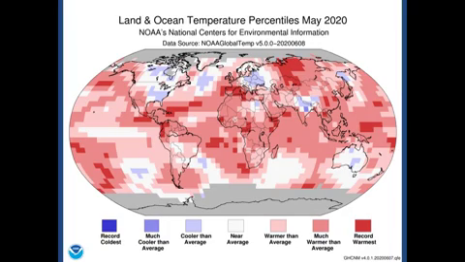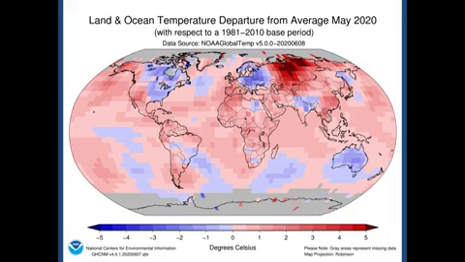And in terms of percentiles, if we take a look now at land and ocean temperature departures from May in 2020, this is compared to 1981 to 2010, which is already a time of warming. You'll see that in some parts of the world, again notably in northern Siberia, temperatures were as much as 5 degrees Celsius plus warmer than they normally would be.